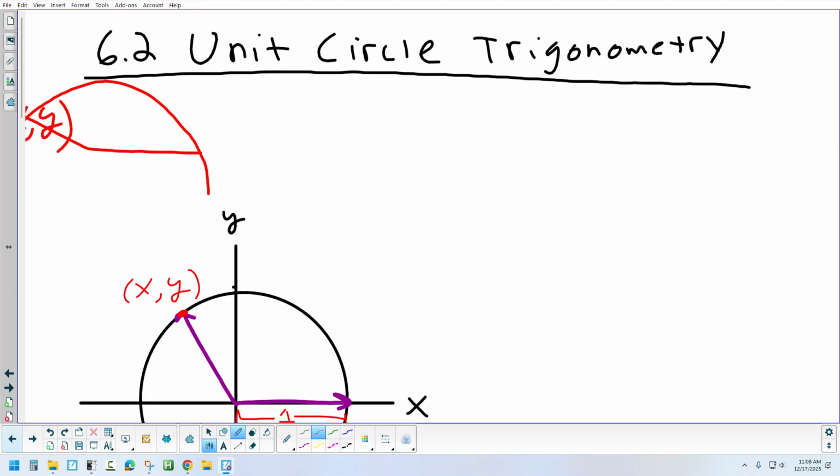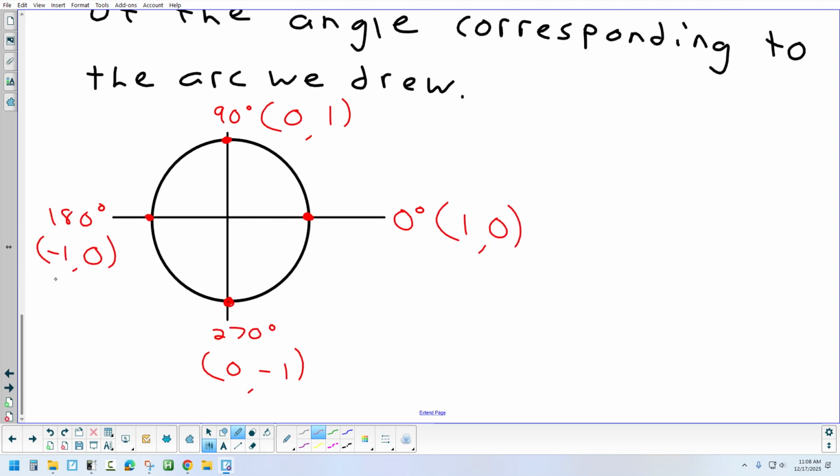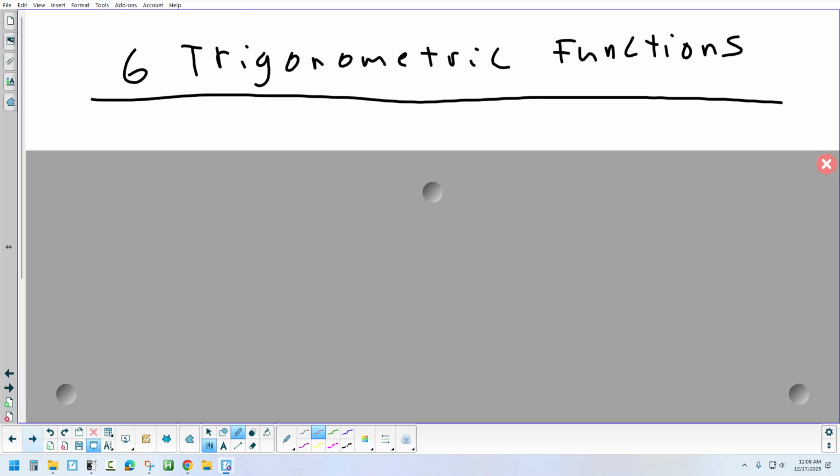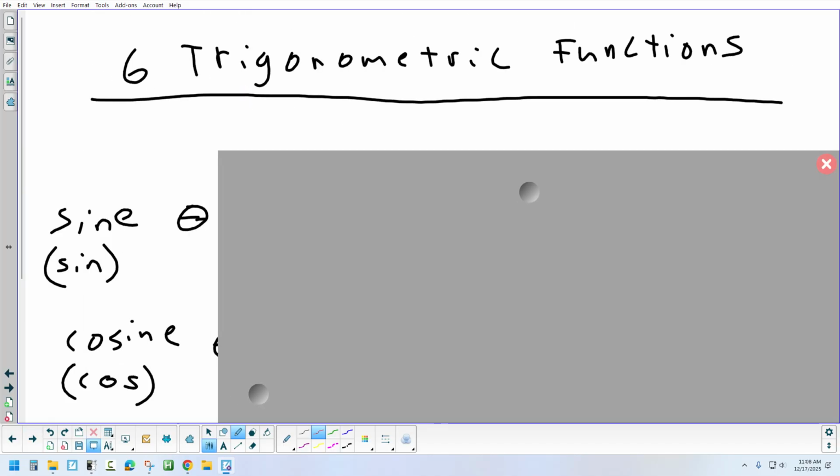So each coordinate that we just wrote down has an x value and a y value. That's the most important thing you have to know. Knowing that the angle you're working with is 180, that's okay. But the important thing you need to know is the coordinate for 180, which is (-1, 0). Without that coordinate, we're not going to be able to do any of these definitions.